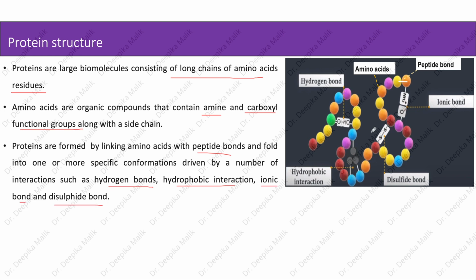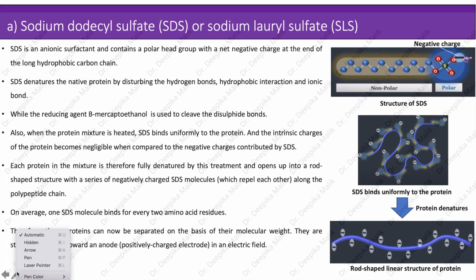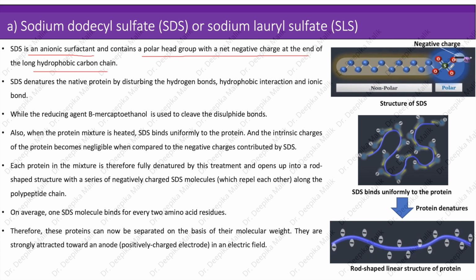The next slide shows the detail about sodium dodecyl sulfate or sodium lauryl sulfate. It is an anionic surfactant and contains a polar head group with a net negative charge at the end of the long hydrophobic carbon chain, as you can see in this diagram. This SDS denatures the native protein by disturbing the hydrogen bonds, hydrophobic interactions and ionic bond. This is very important. While the reducing agent beta-mercaptoethanol is used to cleave the disulfide bonds.